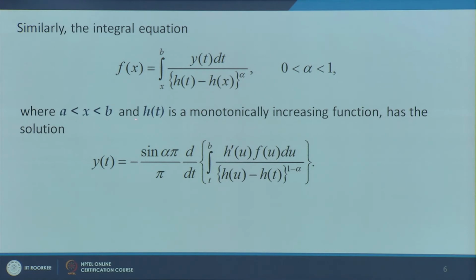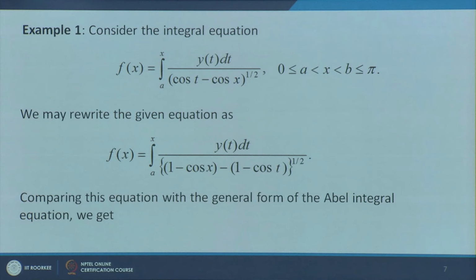So, here again a is less than x less than b, and h t is monotonically increasing function, and h prime t is positive. So, this has the solution psi t equal to minus sin alpha pi over pi d over dt integral t to b h prime u f u du over (hu minus ht) to the power 1 minus alpha. This solution we can arrive at by simply following the steps of the solution of the previous general form. So, let us take an example on this.